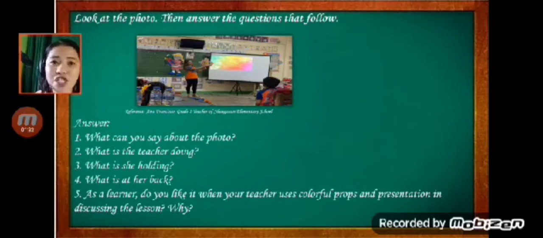What is the teacher doing? Okay. What is she holding? For number 4 question, what is at her back? And number 5, as a learner, do you like it when your teacher uses colorful props and presentations in discussing the lesson? Why?